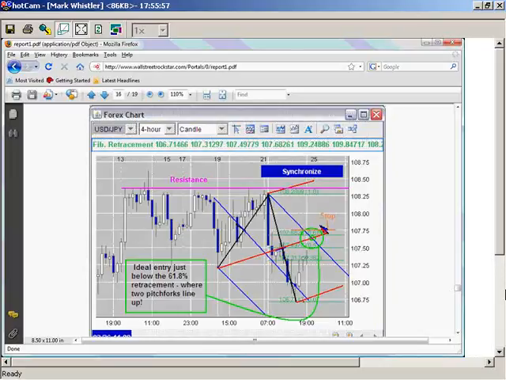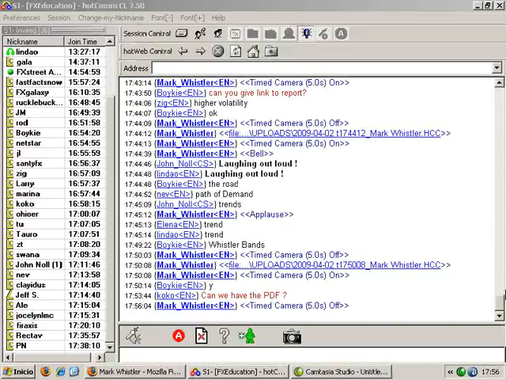Well, here's what's so great. Now if I were to drop in a Fibonacci retracement, I'm going to have to do this in about 1 minute or less.